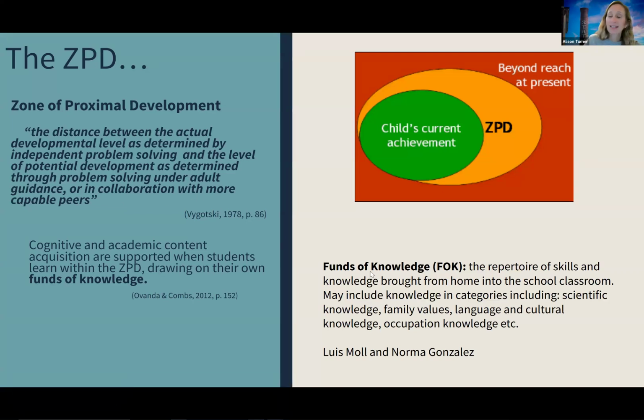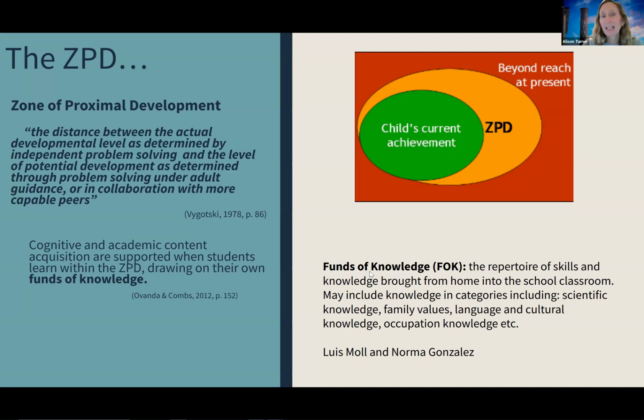And then I bring up this concept of funds of knowledge. Funds of knowledge is a theoretical framework that is certainly part of my own research that I do here at NC State in the World Languages and Cultures Department, because it's the idea that our learners come not only with prior educational knowledge or language knowledge, but they also come with what we can call the repertoires of knowledge brought from home.